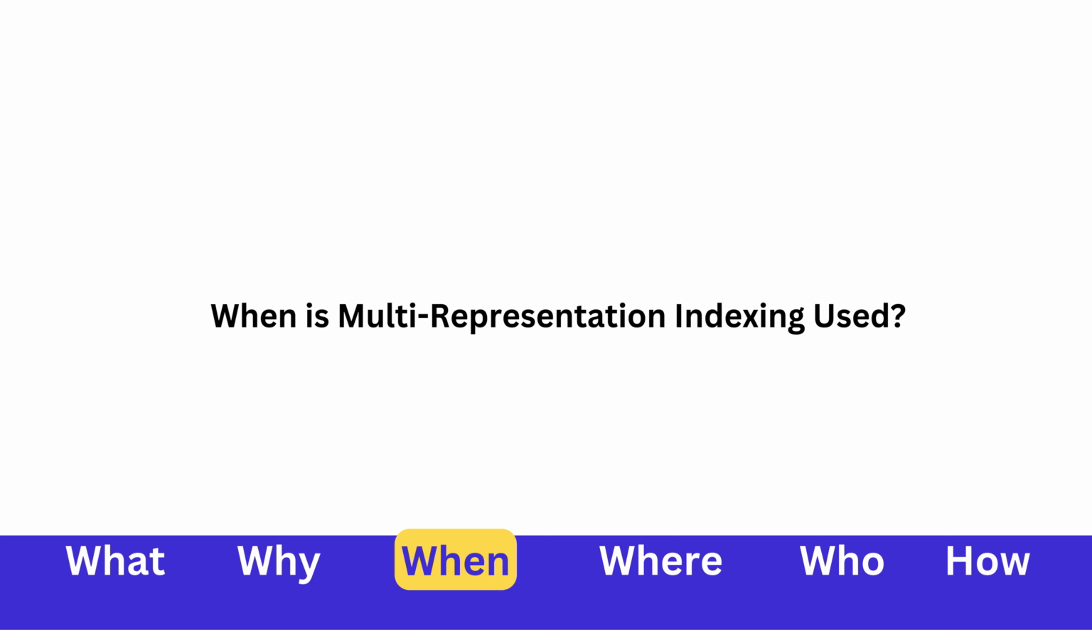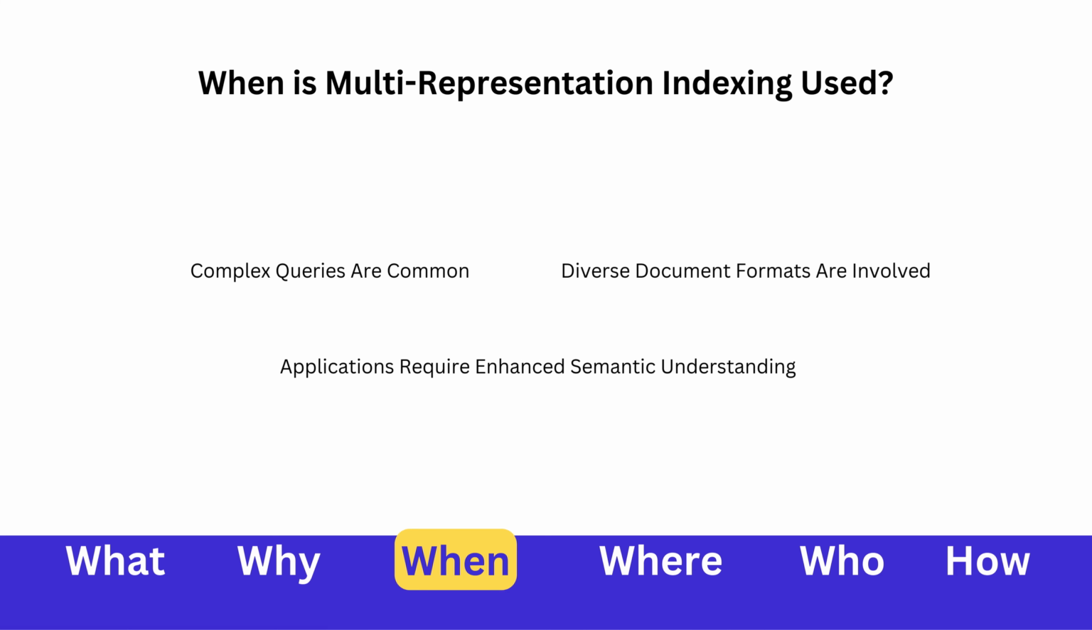When is multi-representation indexing used? Multi-representation indexing is particularly beneficial in scenarios where complex queries are common. Users often ask nuanced questions requiring understanding beyond simple keyword matching. Diverse document formats are involved: environments where documents come in various formats and types such as academic, research, or product catalogs. Applications require enhanced semantic understanding: applications benefiting from deeper semantic insights such as conversational agents or advanced search engines.